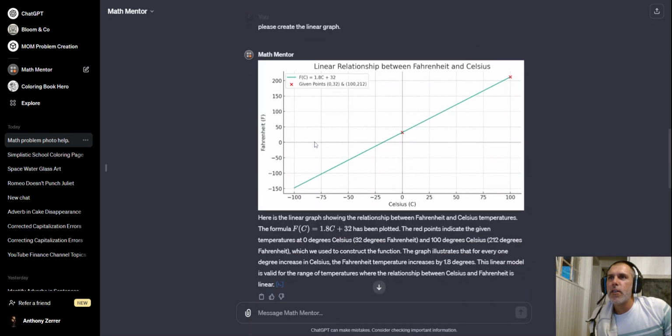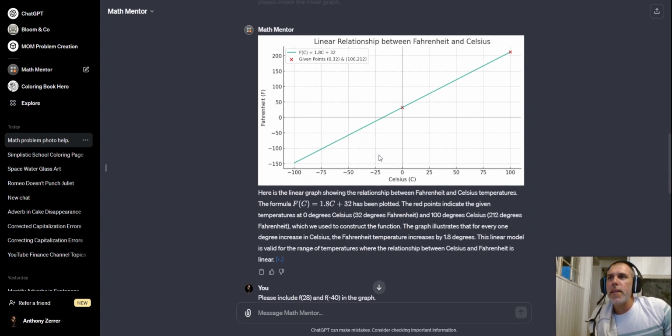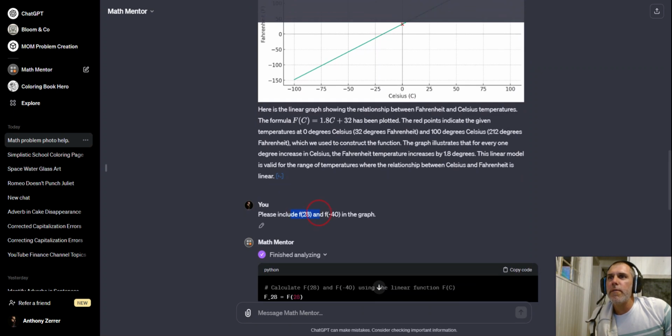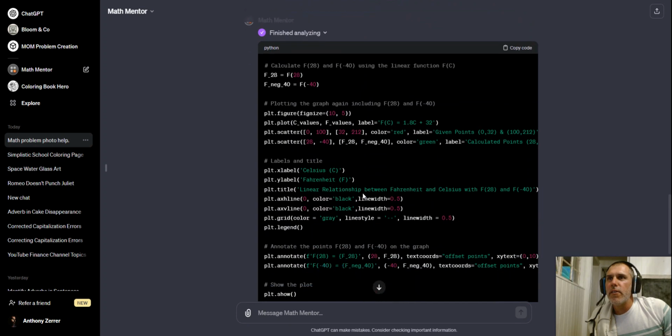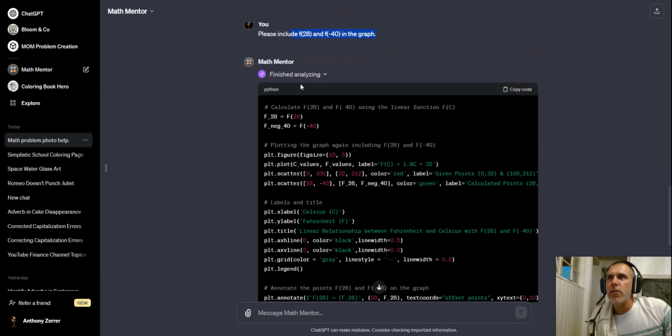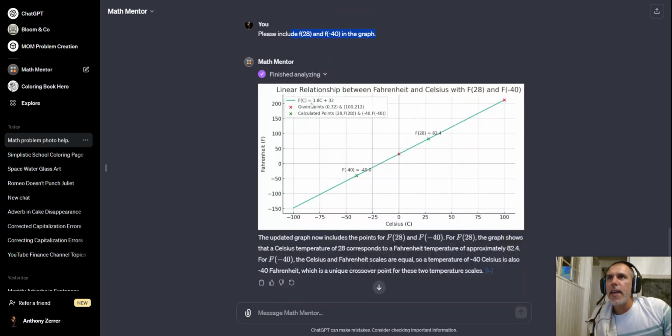And it did. Cool. It does all this stuff here. We can see f of 28 is about here and f of negative 40 is about here. And this all looks great. But then I said, please include f of 28 and f of negative 40 in the graph. And it did all this programming in the background. Usually it's kind of like that. And it produced the graph. And here is f of 28, which is 82.4, and f of negative 40, which is negative 40.